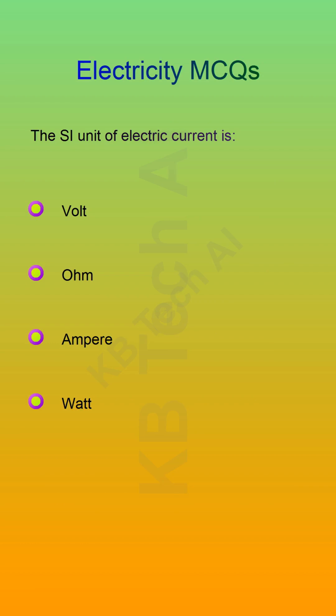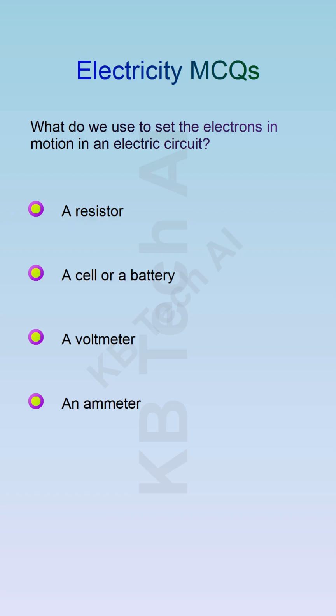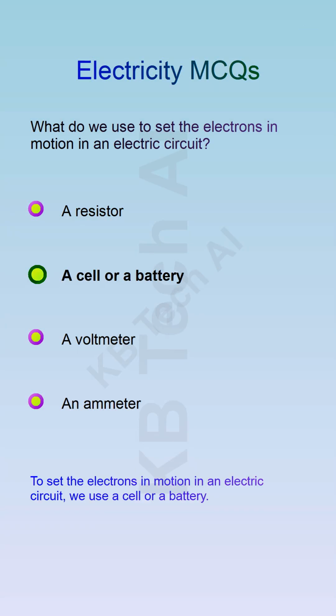The SI unit of electric current is option 1, volt, option 2, ohm, option 3, ampere, option 4, watt. The answer is, option 3, ampere. What do we use to set the electrons in motion in an electric circuit? Option 1, a resistor, option 2, a cell or a battery, option 3, a voltmeter, option 4, an ammeter. The answer is, option 2, a cell or a battery.